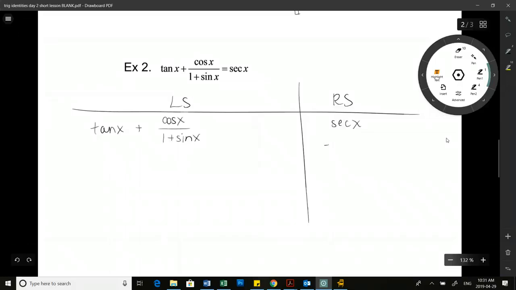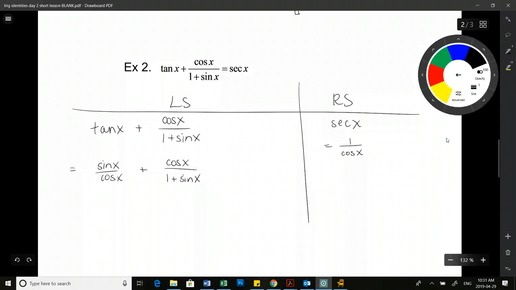So secant x is actually equal to 1 over cos x. And I can't really do much more with that right side. So my goal is to make the left side equal to 1 over cos x, if I can figure that out. I'm also going to replace tan x with its sin x over cos x identity. That's in the middle top there. And now I have two fractions.